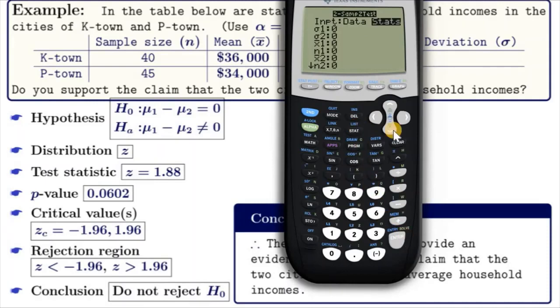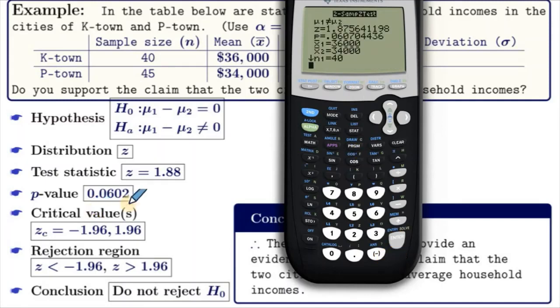Here, the standard deviation of the first population is 5,000, so let's enter that. The standard deviation of the second population is 4,800. Let's enter that. The mean of the first sample is 36,000, so let's enter that. Our N1 is 40. The mean of the second sample is 34,000. And our N2 is 45. Since we have a not equal to sign in the alternate hypothesis, we will select not equal to mu. Then hit enter, then come down here to calculate, then hit enter.